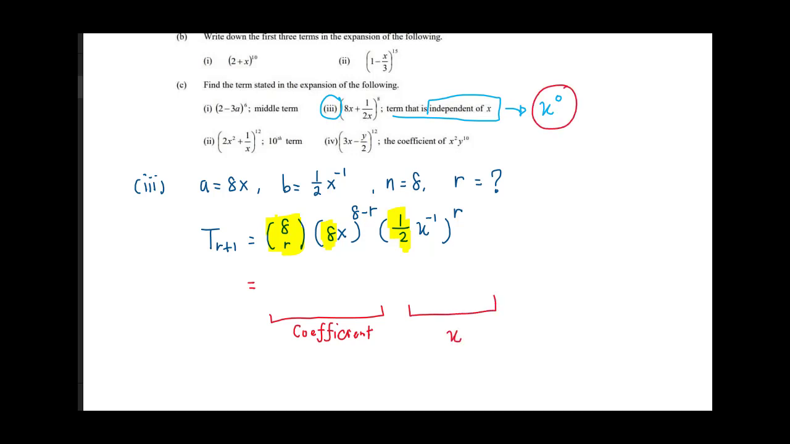We need independent of x, so I put x to the power of 0. If the question is asking for the term with x power 2, then here I will put x power 2. X power 3, I will put x power 3 here. So we group the terms: 8Cr, then 8 to the power of 8 minus r, and 1 over 2 to the power of r. You get what I mean here? And then the remaining one will become x to the power of 8 minus r and x to the power of -r, because r multiplied with -1 gives -r.